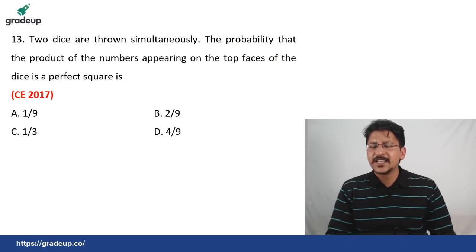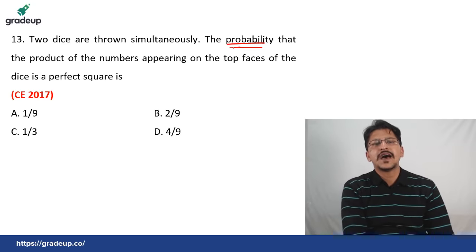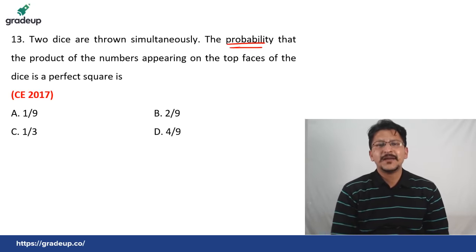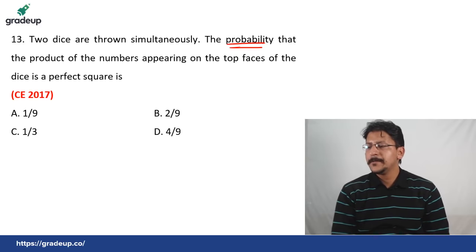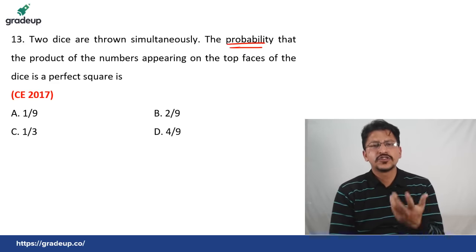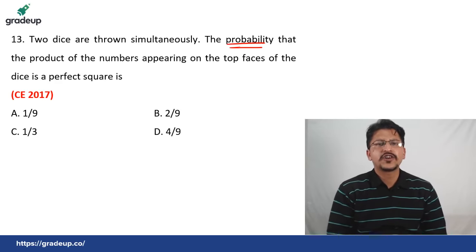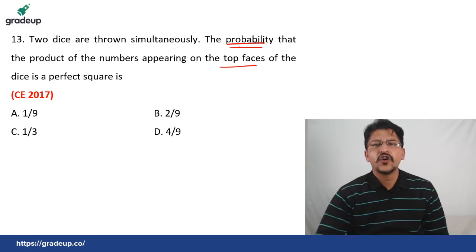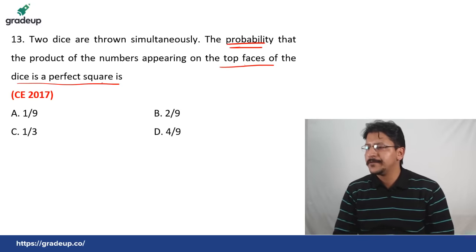This question is a dice problem. This is again a question on probability. Read this question. Two dice are thrown simultaneously. That means there are two dice, they are thrown simultaneously. The probability that the product of the numbers appearing on the top faces of the dice is a perfect square.